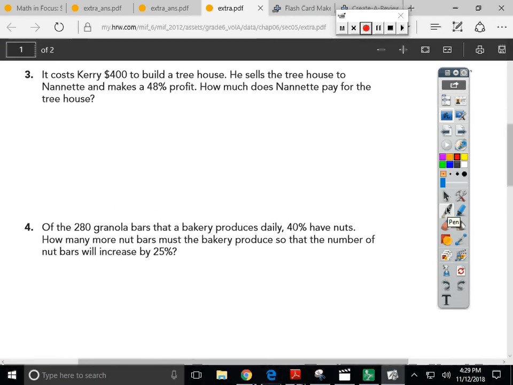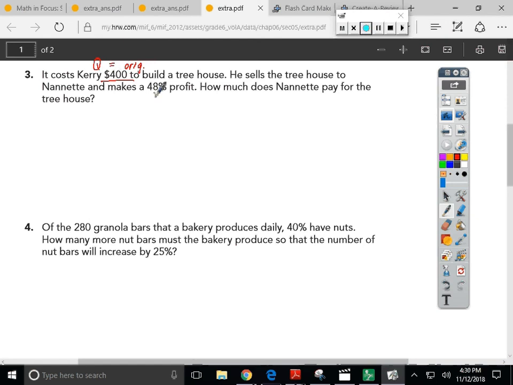Number 3. It costs Carrie $400 to build a treehouse. He sells the treehouse to Nanette and makes a 48% profit. How much does Nanette pay for the treehouse? I noticed a couple of things. I see a cost. This is kind of like the original cost. I didn't label that really well in the other ones, but here I see an original cost of a treehouse. And it's also a quantity. The quantity is the original amount paid.